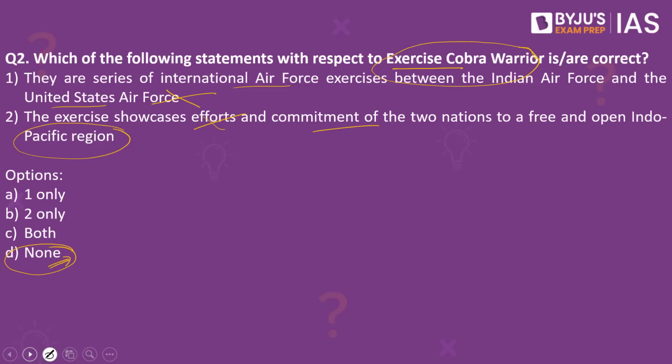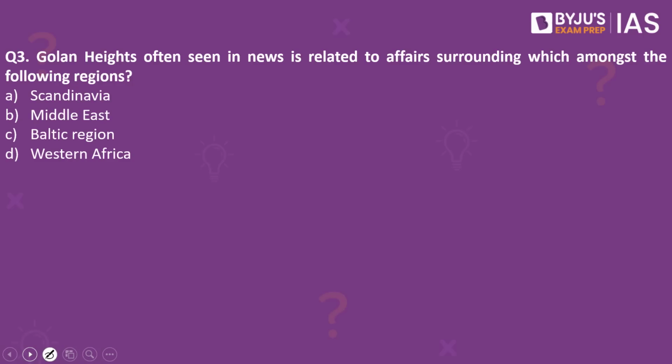Now let's look into the next practice question. Golan Heights, often seen in news, is related to affairs surrounding which amongst the following regions? Scandinavia, Middle East, Baltic region, Western Africa. The answer to this is Middle East.